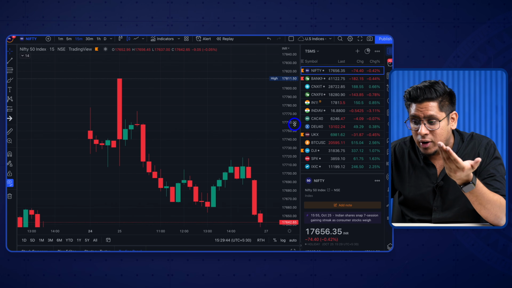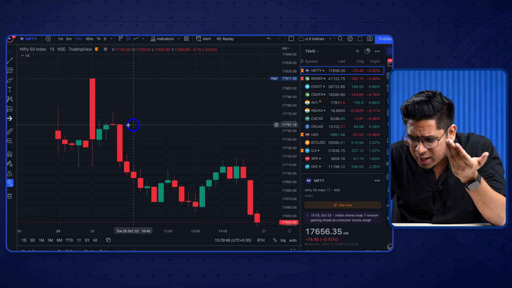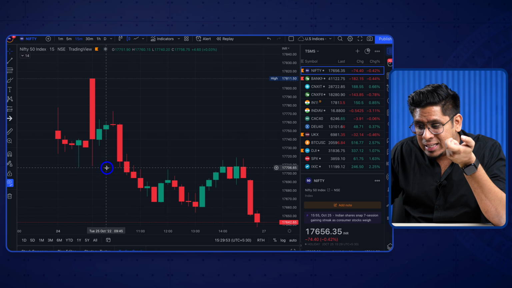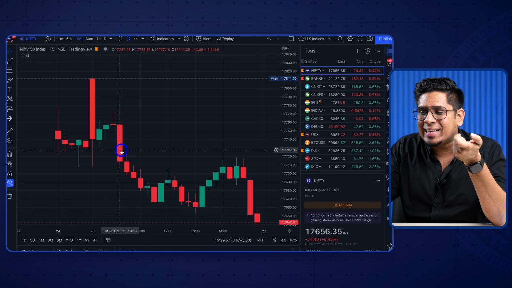Let's look into the open, or even before looking into that, let's see if you have understood this. The price opened somewhere around here. Then there is a small wick, right? A small wick means it moved up a bit. Then it moved down so much. Then it came back up a bit and closed here, right? And that's exactly what the OHLC data is saying.